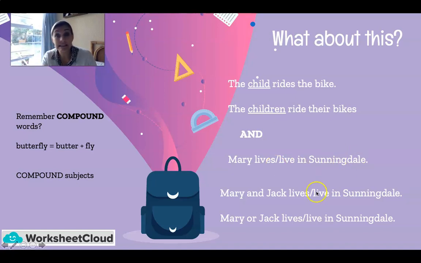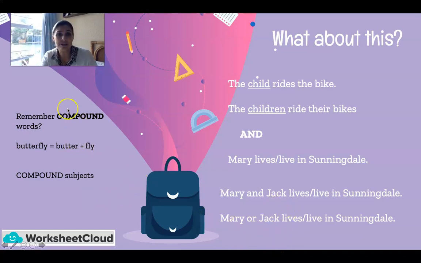So you don't need the S again. So it's Mary and Jack live in Sunningdale. Then here's a slightly different one. Instead of using "and" to show that there's two of them, I've said Mary or Jack. So it's either Mary, who's one person, or Jack, who's one. And so what does it need there if we're talking about the verb? Good, needs an S. So Mary or Jack lives in Sunningdale.